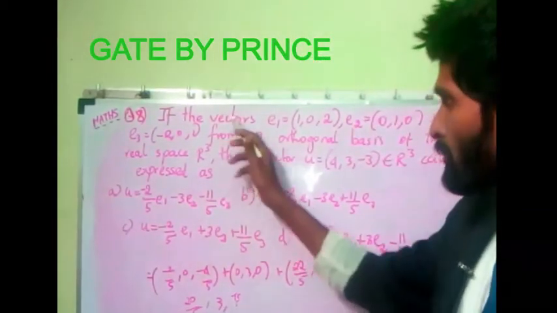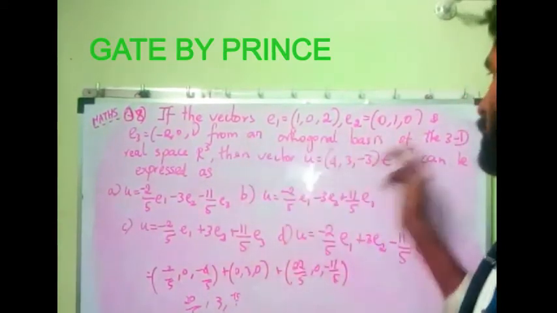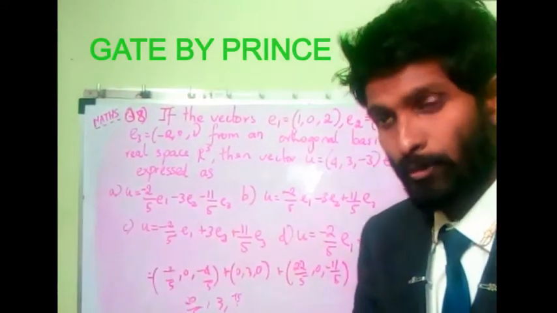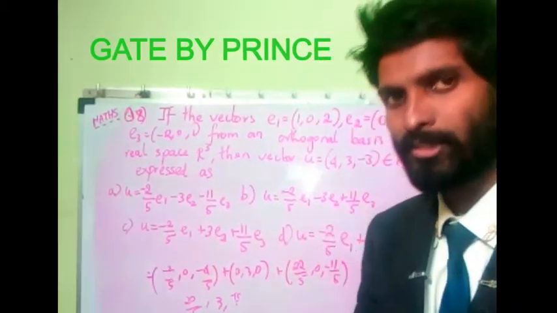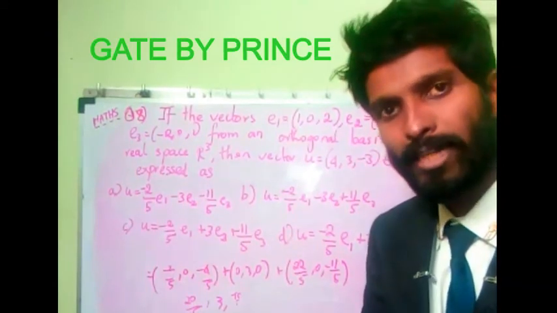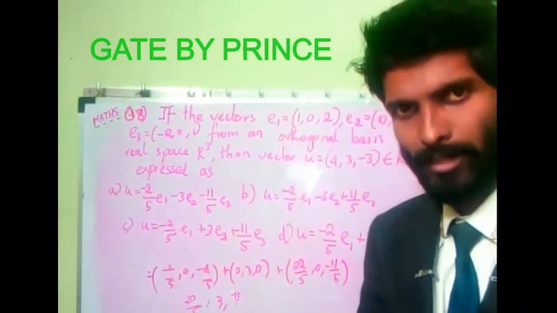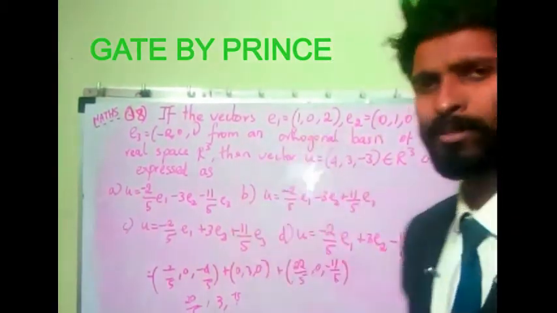Now look here. They have given us 3 vectors, e1, e2, e3. They form an orthogonal basis. What does forming an orthogonal basis mean? For the 3 vectors, the product gives you a 0, and that's called orthogonal. Orthogonal means that each and every one of them is mutually perpendicular. Okay, each one is mutually perpendicular. That's called orthogonal.